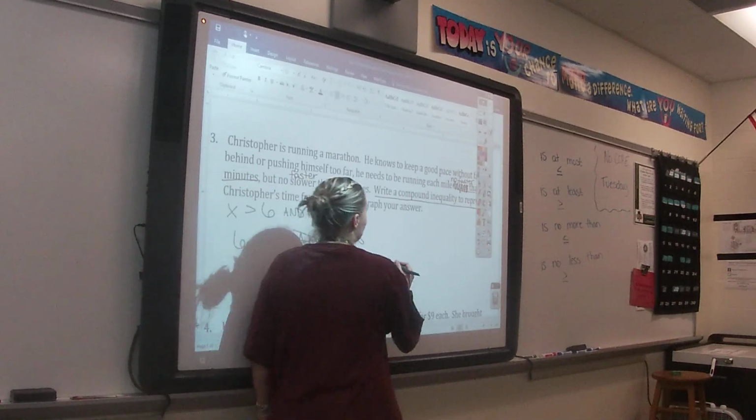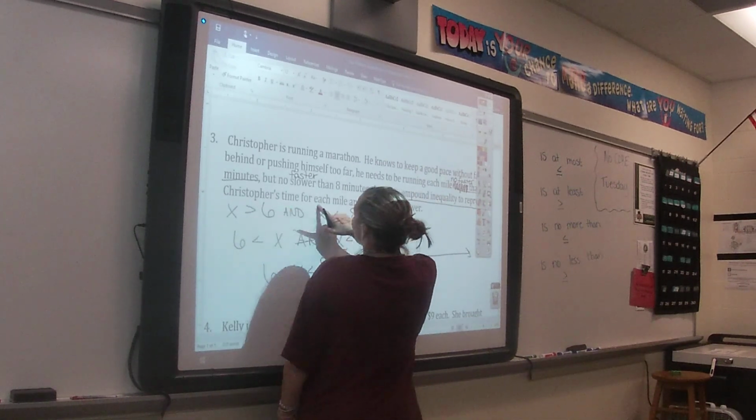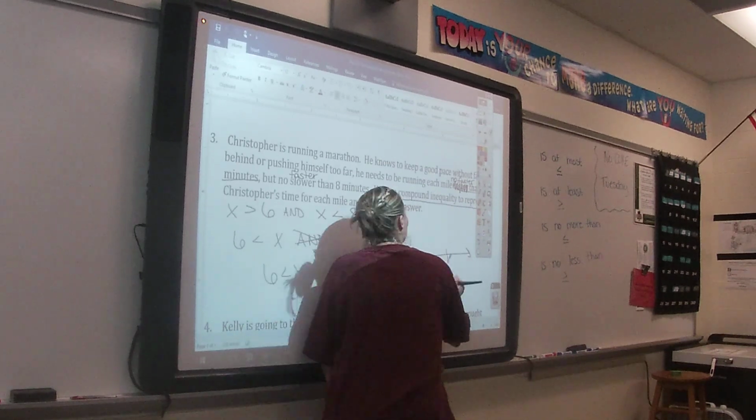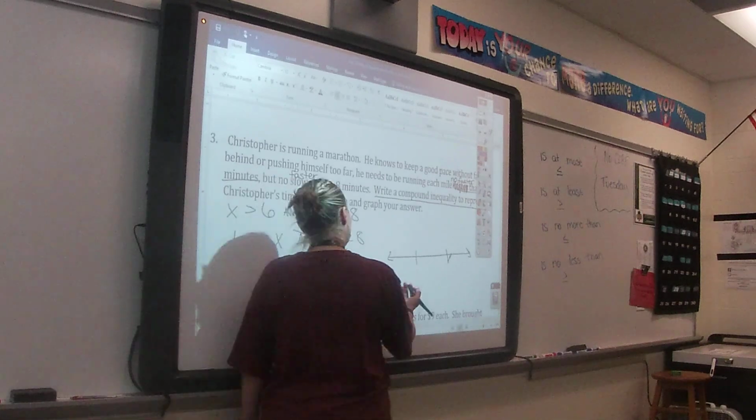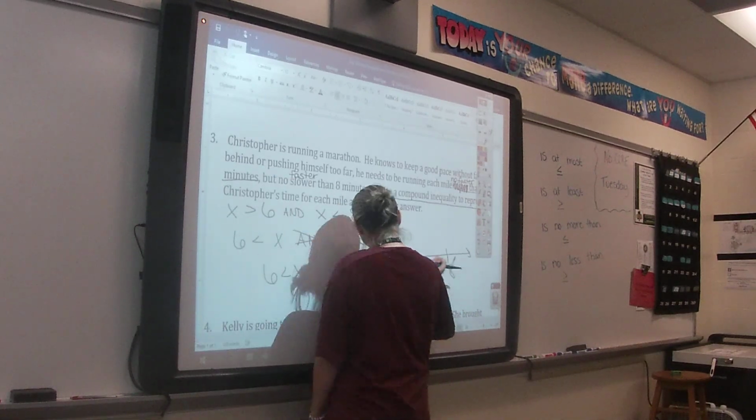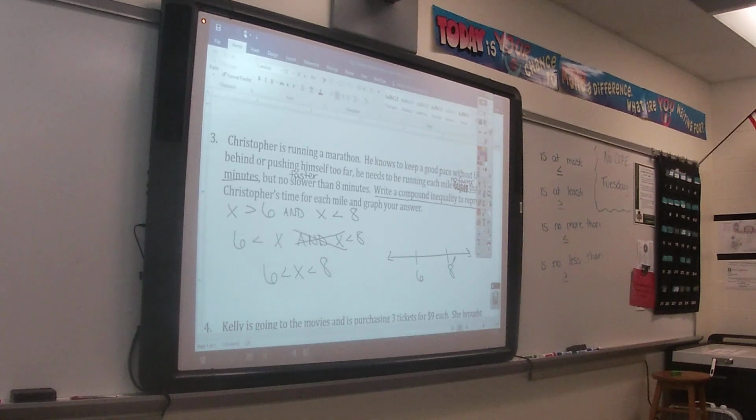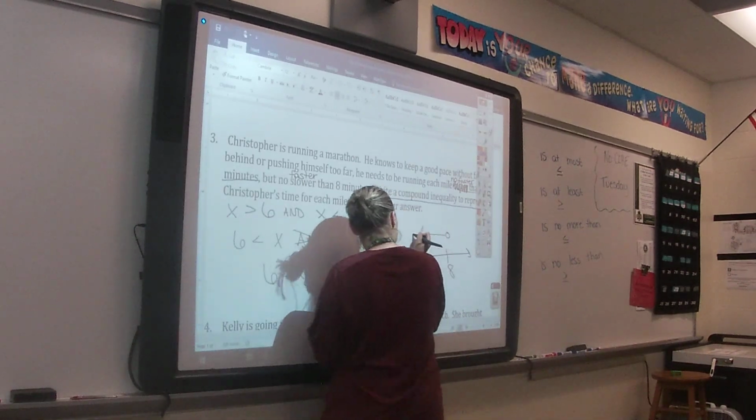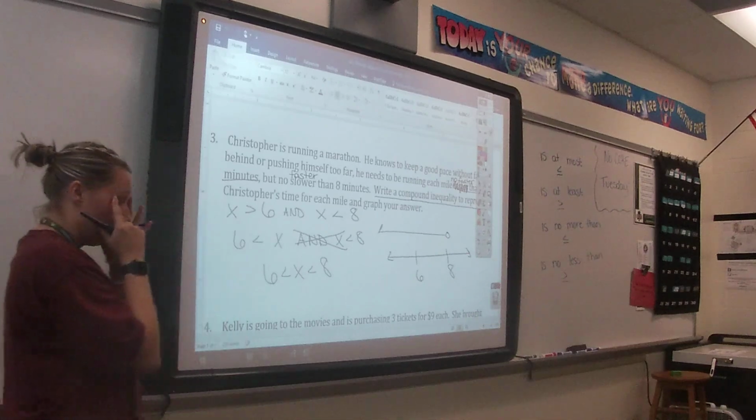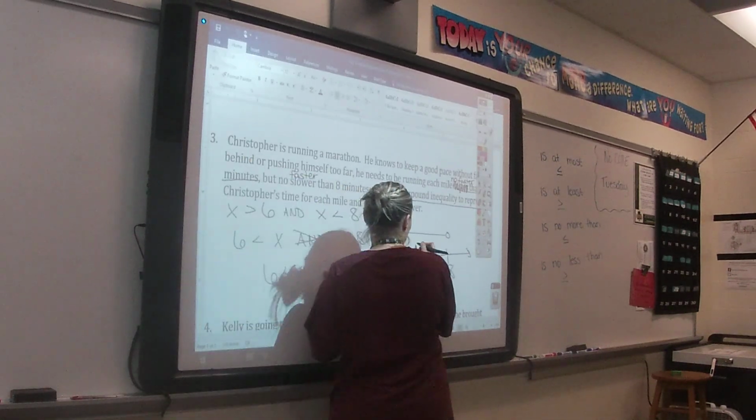Okay, so let's graph this. It says graph your answer. Which number are we putting on the left? 6. Which number are we putting on the right? Open or filled in at 8? Open. Which way are we going to shade? Left. Open or filled in at 6? Open. Which way are we going to shade?